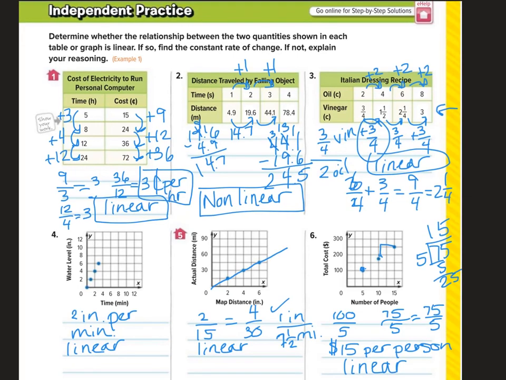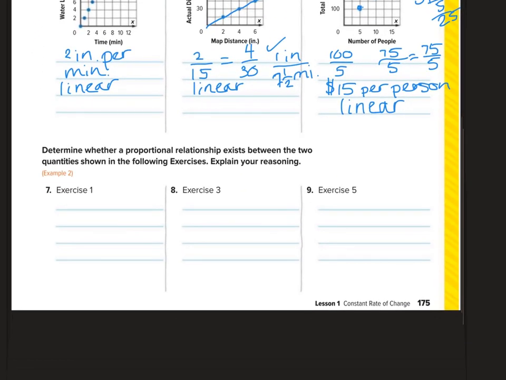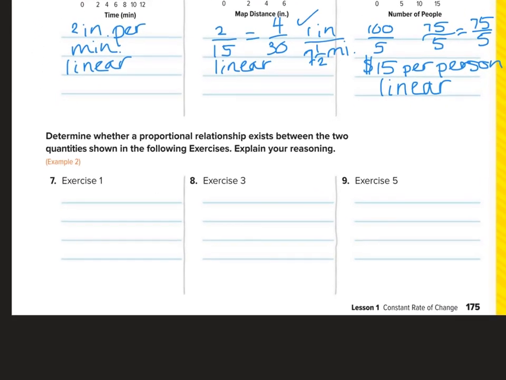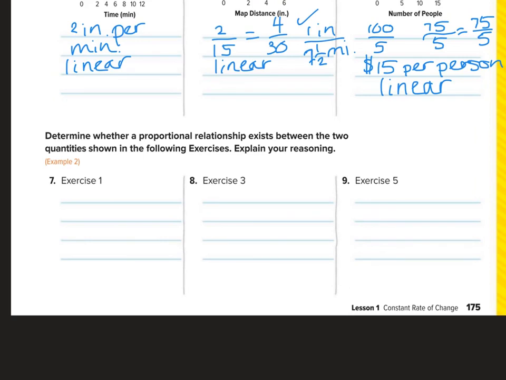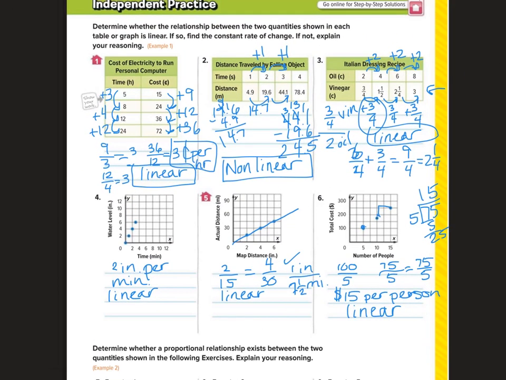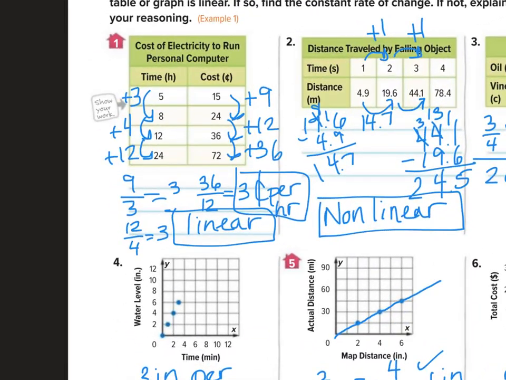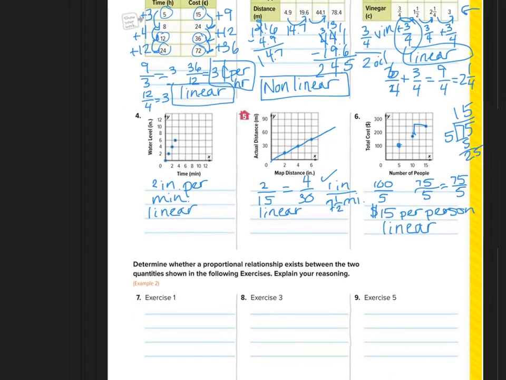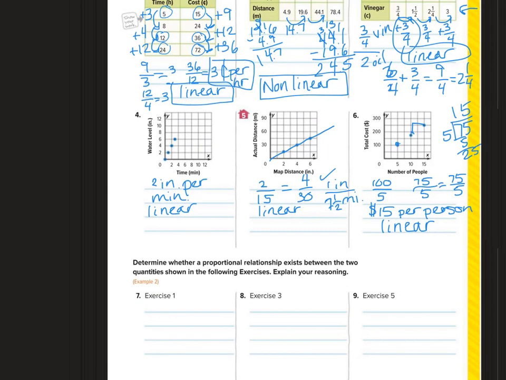Okay, moving on to 7, 8, and 9. We're now determining whether exercises 1, 3, and 5 are proportional. And to determine if something is proportional, we're trying to figure out if the ratios equal each other. So does 15 over 5 equal 36 over 12? Does that equal 72 over 24? So let's determine if the ratios are equivalent.